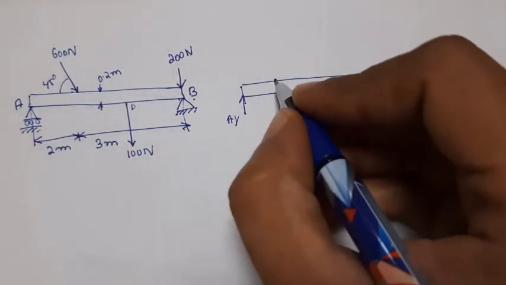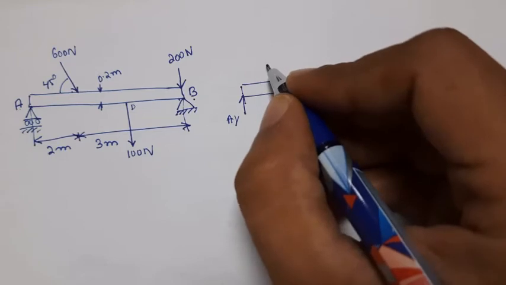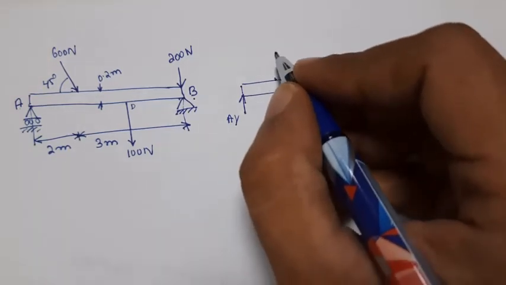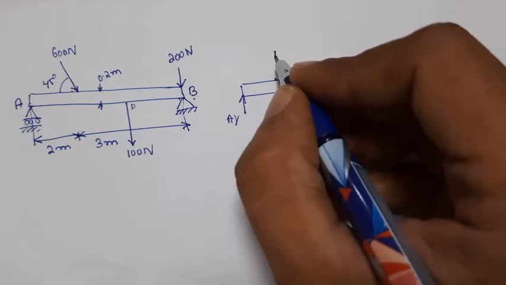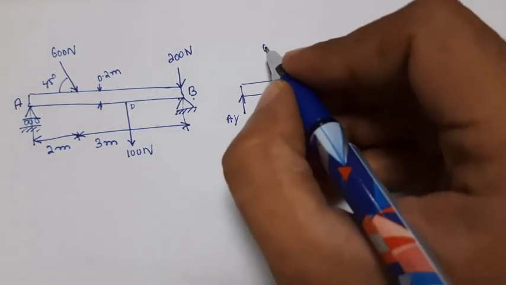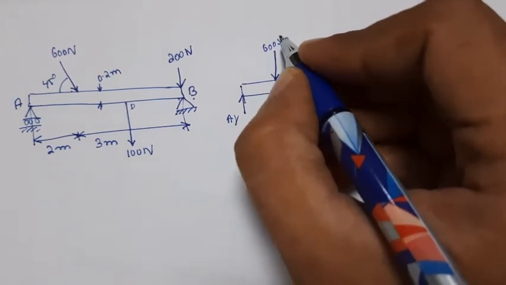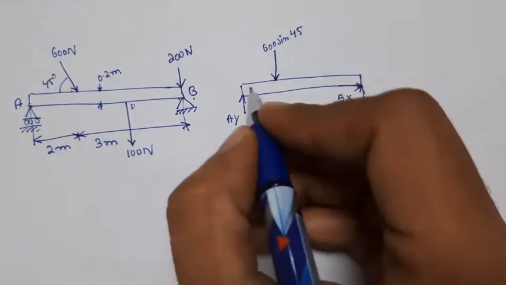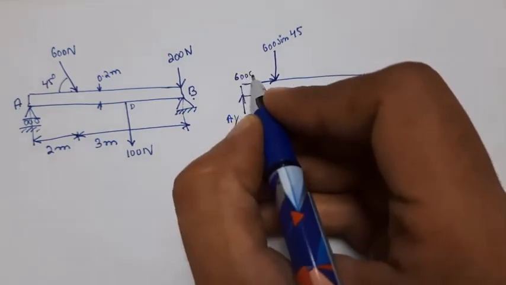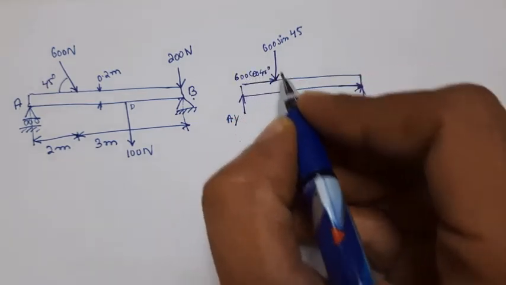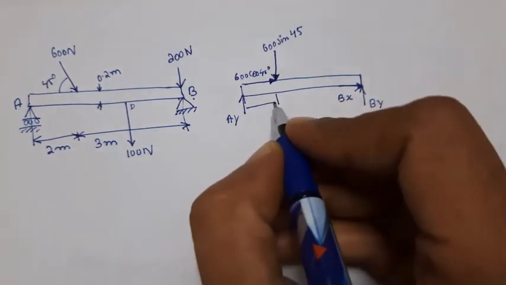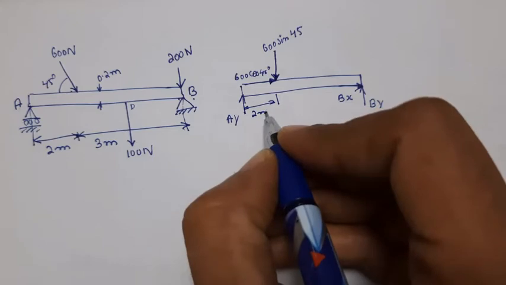So this 600 Newton, we'll consider it here. We will resolve it in the y direction as well as x. The first one will be the vertical direction, that is 600 sine 45, and in this particular direction 600 cos 45. These are the two forces that are acting at a distance of 2 meters.